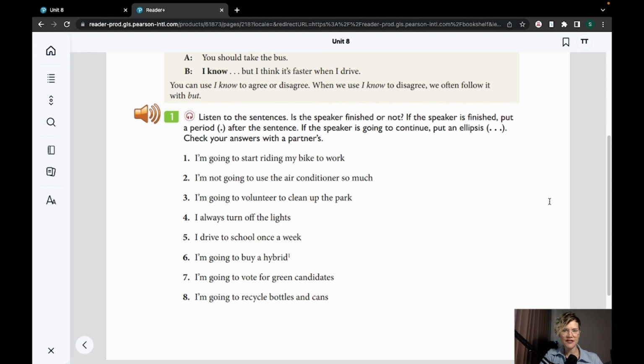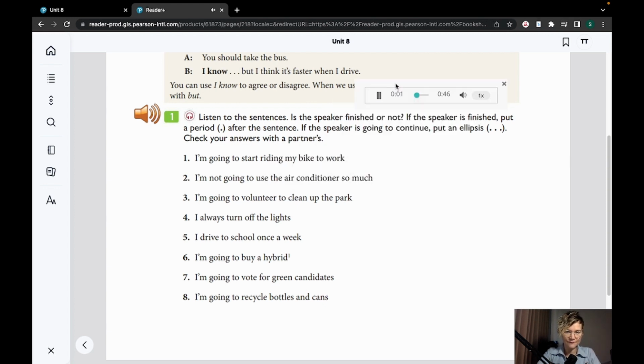I want you to put ellipses, those 3 dots. That would mean that the speaker is going to continue. Okay, so dot, period, when the person is done talking, when the voice goes down, and ellipsis, the 3 dots, when the person is not done speaking yet, and the voice doesn't drop low. Yeah? Okay, I'm going to turn on the audio. You're going to listen, and you're going to mark number 1 to 8. Let's go.